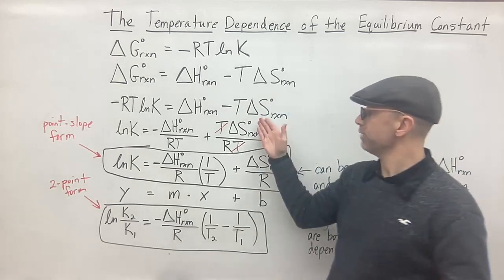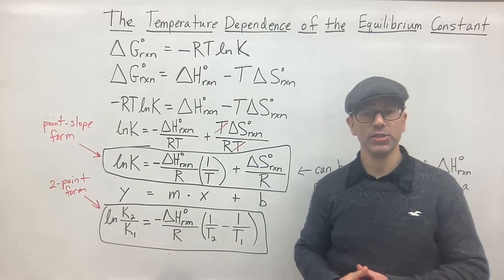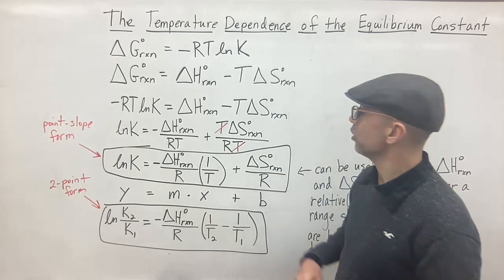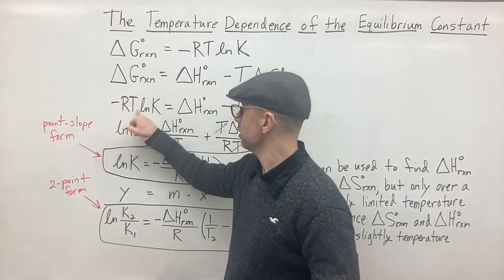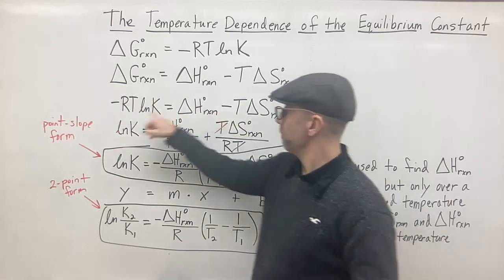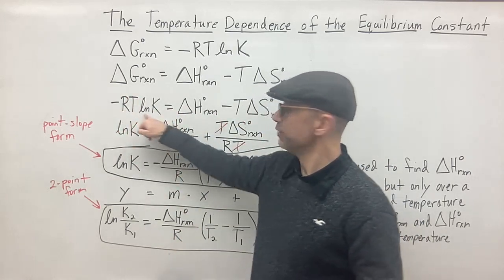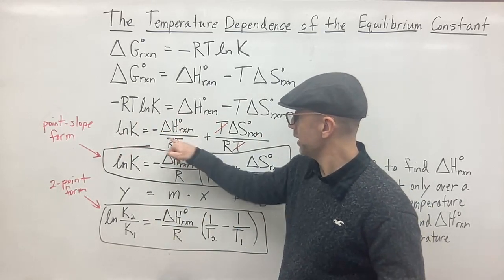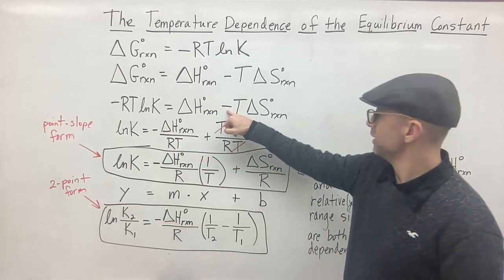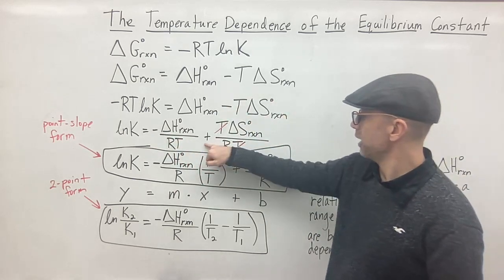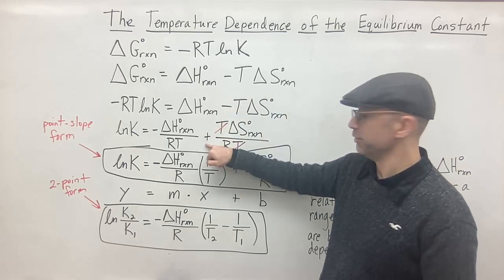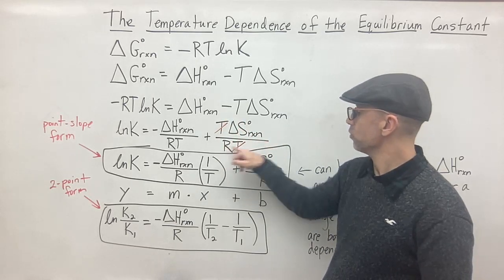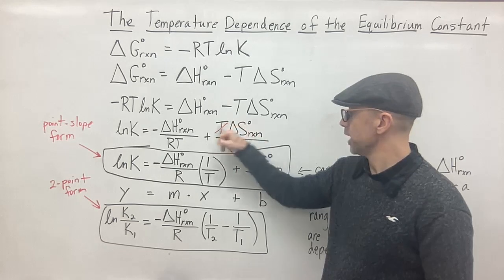Okay, so now that we have these equal to each other, we can manipulate the equation and get it into a couple of forms that we are familiar with. So if I take the negative RT here and divide both sides by the negative RT, I'll get ln of K by itself. So I have ln of K, and this is then going to be divided by negative RT, and this is going to be divided by negative RT as well. So negative divided by negative becomes a positive, and then I get T delta S of the reaction over RT. And then the T's are going to cancel out here.